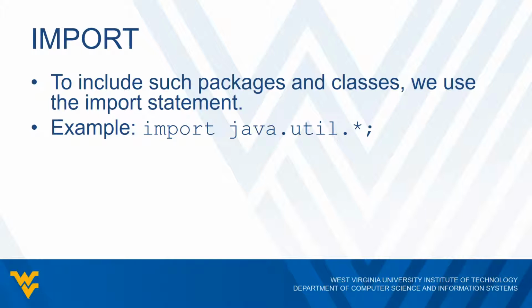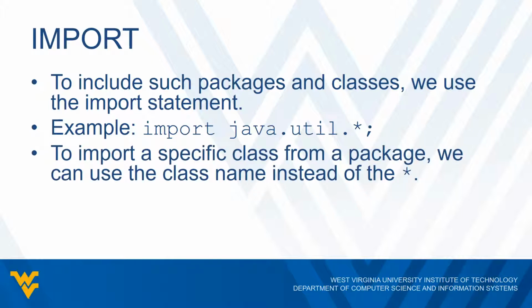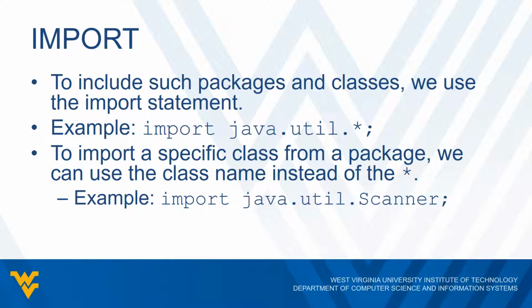Now maybe I don't want all of those classes. If I want to import a specific class, then we can use the class name instead of the asterisk, or the star. So for example, if I wanted to import just the Scanner class and nothing else, I would say import java.util.Scanner. Most of the time it's okay to do just the star.